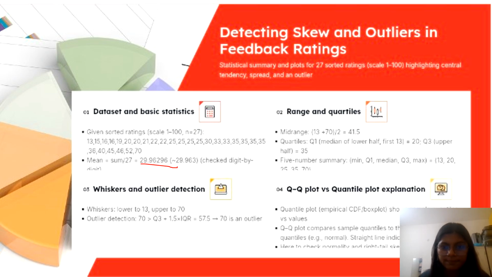Given this mean, range and quartile mid-range: 30 plus 70 upon 2, that is 41.5. Quartile Q1 is the median of the lower half, which is 13.20. Q3 is the upper half, 35. Five number summary: minimum, quartile 1, median, Q3, max. Then whiskers and outlier detection. Whisker is lower 13, upper 17.